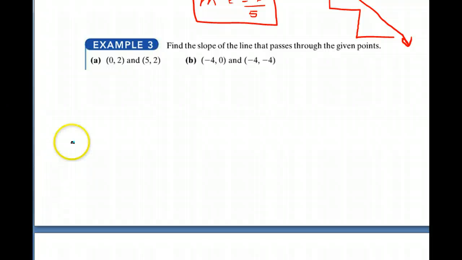What I would like for you to do now is go ahead and do examples A and B. Please pause the recording, and as soon as you are ready to check your work with me, please press play, and we will go over the answers together.